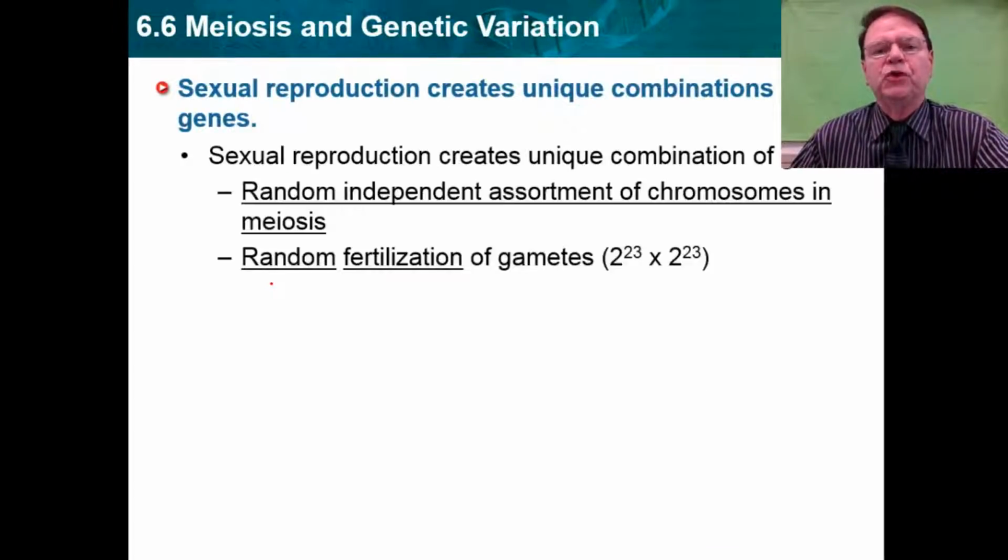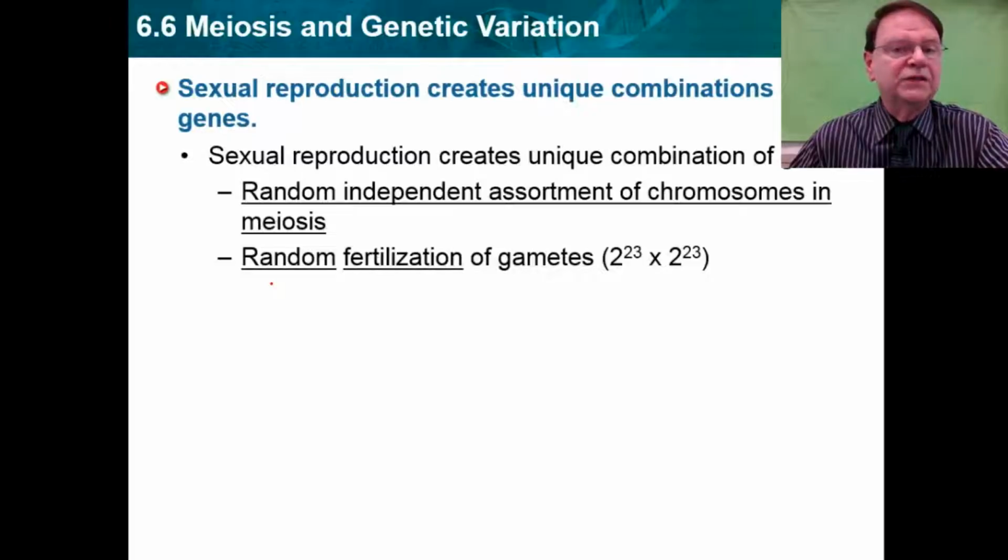Sexual reproduction produces unique combinations of genes. Sexual reproduction is going to create unique combinations of genes through a random and independent assortment of chromosomes in meiosis. In other words, none of those chromosomes are going to determine or control what other chromosomes they're sorted with into a particular gamete, into a particular egg, into a particular sperm. And so we have this random assortment, this random combination of those chromosomes and all the characteristics they carry.